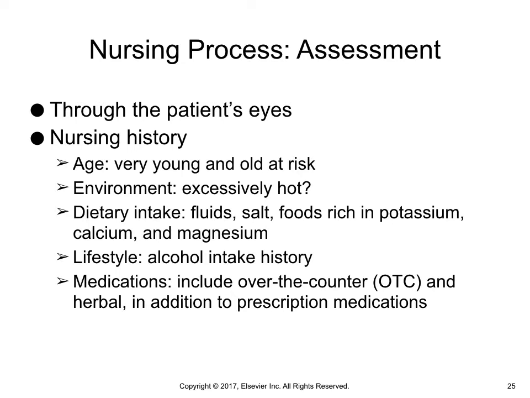Ask specific, focused questions to identify factors that contribute to a patient's potential imbalances. First, assess a patient's age. An infant's proportion of total body water is greater than that of children or adults. Infants and young children have greater water needs and immature kidneys. They are at greater risk for extracellular fluid volume deficit and hypernatremia, because body water loss is proportionately greater per kilogram of weight.